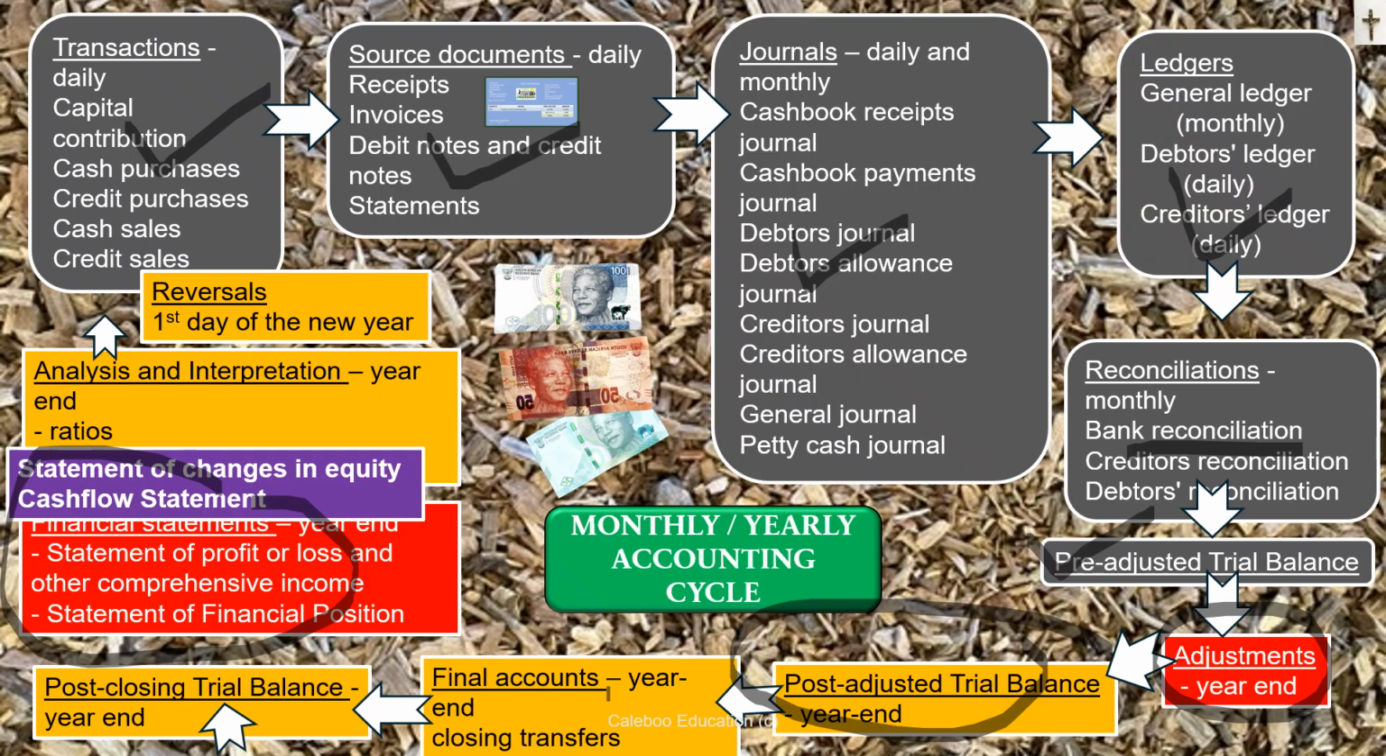Oh yes, one more thing I left out. There's also a statement of changes in equity and a cash flow statement. The statement of changes in equity is simply DICE: capital, income, drawings, and expenses affect owner's equity. So that will show the profit. Who's entitled to the profit? The owner. So capital plus the profit less drawings will give you owner's equity.